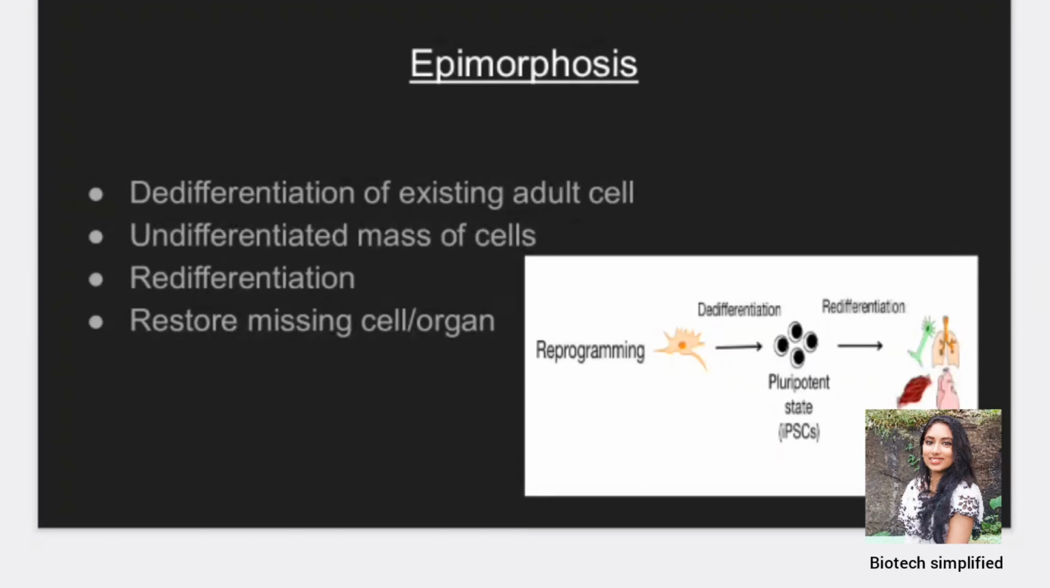Now, let us discuss the mechanism involved in epimorphosis. So, the first step in epimorphosis is de-differentiation. A reprogramming pattern is seen in epimorphosis. That is, the existing adult cells de-differentiate so that an undifferentiated mass of cells is formed there. From this undifferentiated mass of cells, a pluripotent state is developed and redifferentiation occurs. And this is how they restore the missing cells or organ.